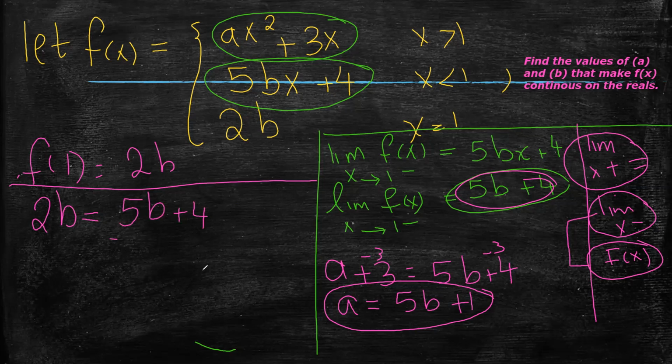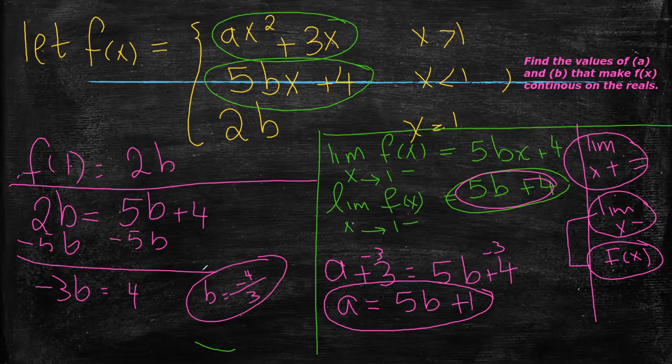Then minus 5b, minus 5b. So negative 3b is equal to 4. So b is equal to negative 4 over 3. This is for b. And also we said from here, from this function, that a is equal to 5b plus 1. Can I substitute b now and find a?